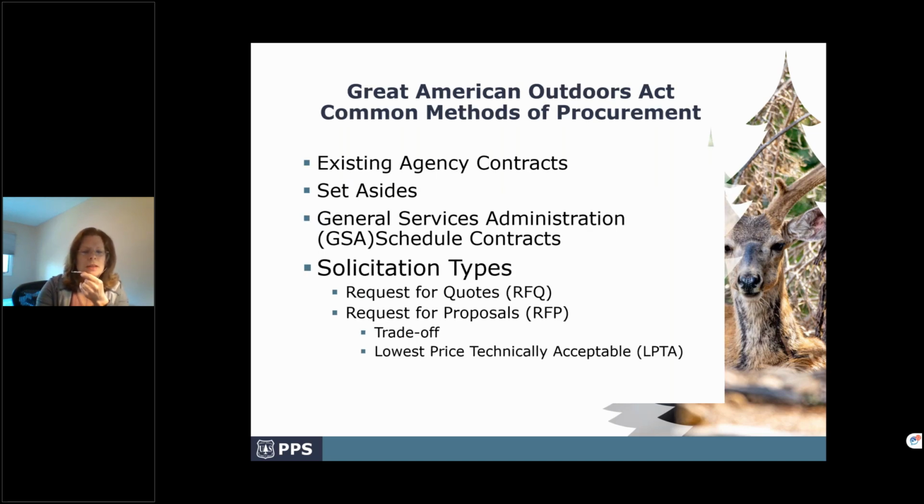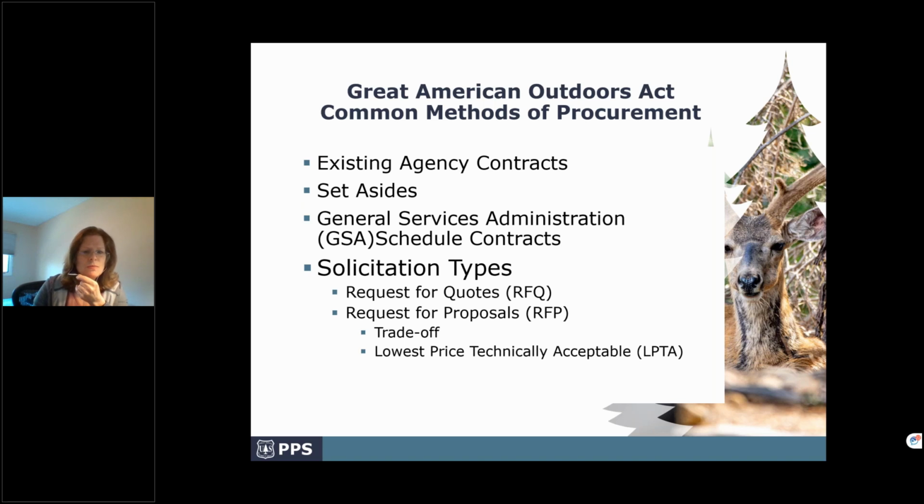So how are we going to go about doing this? There are existing agency contracts. There'll be set-asides, either woman-owned, small business, HUBZone, 8(a). We'll look at General Services Administration, GSA schedule contracts, and the solicitation types that we'll be using will be requests for quote and requests for proposals, and the proposals will have evaluation factors. It'll be either trade-off or lowest price technically acceptable. Those are examples of what kind of evaluation factors you could see on those solicitations.